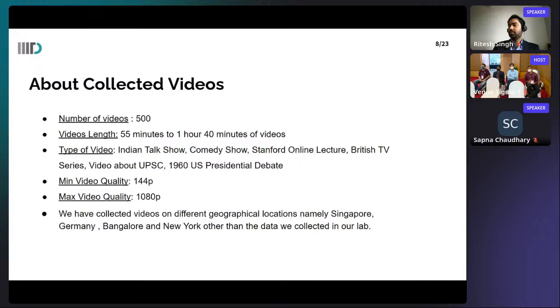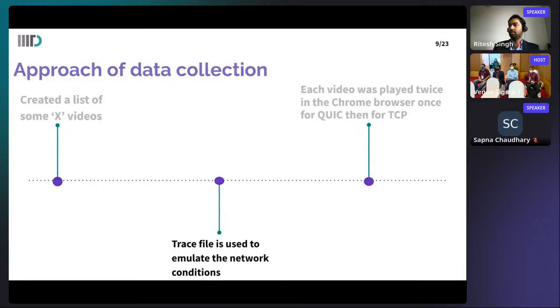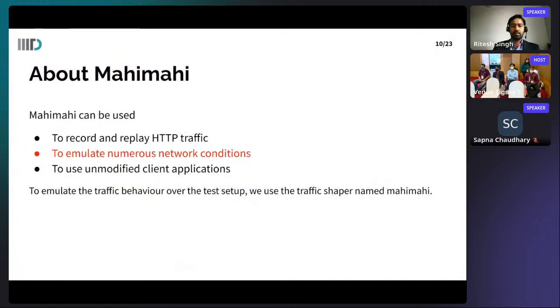We have also collected our videos in different geographical locations, namely Singapore, Germany, Bangalore, and New York. Other than this, we have also collected the data in our lab, which is in Delhi. We have used a trace file to emulate the network conditions. For this, we have used a traffic shaper called Mahimahi to emulate the numerous network conditions.